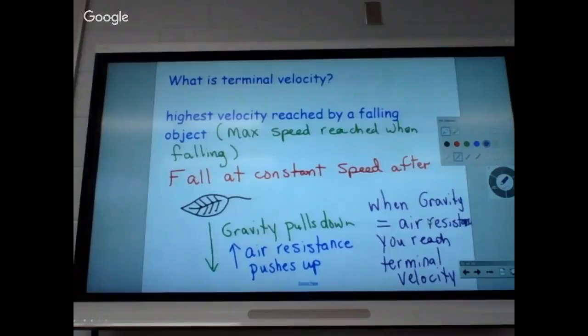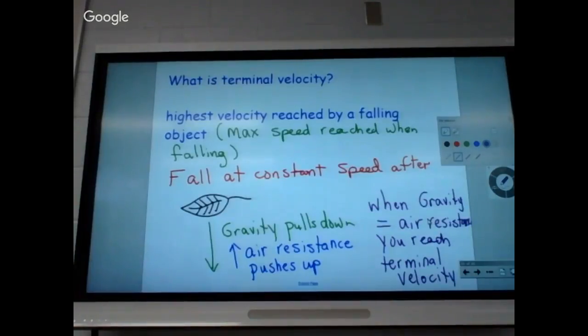You stop accelerating. Now, did I say you stop moving? No. You just stop speeding up. You fall at a constant rate. Okay? Yes, it's like cruise control.